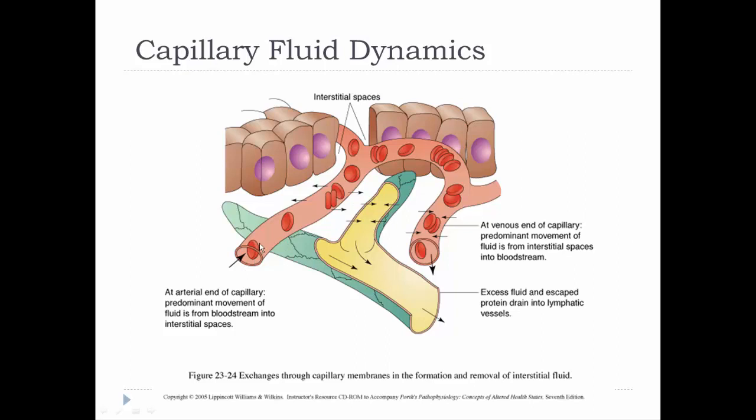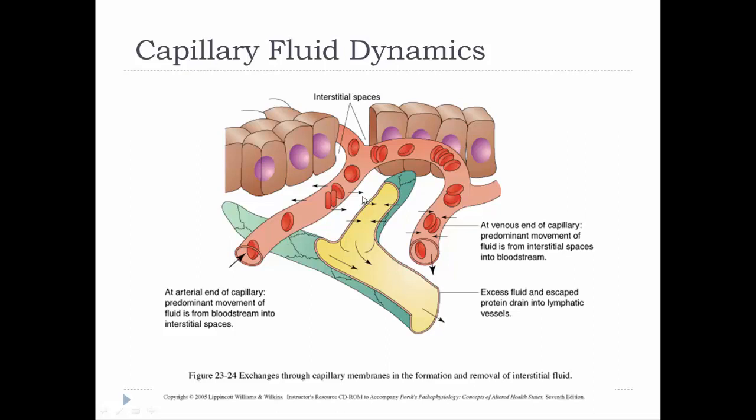Here you can see the blood's flowing through the capillaries, and at the arterial end you've got filtration pushing fluids out. Over here represents the venule end, which means fluid is moving in because of all the plasma proteins.